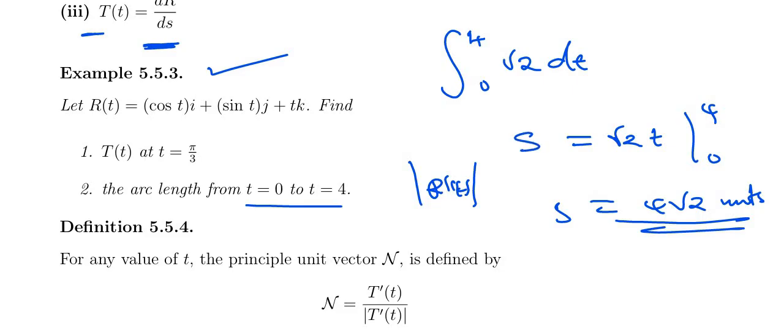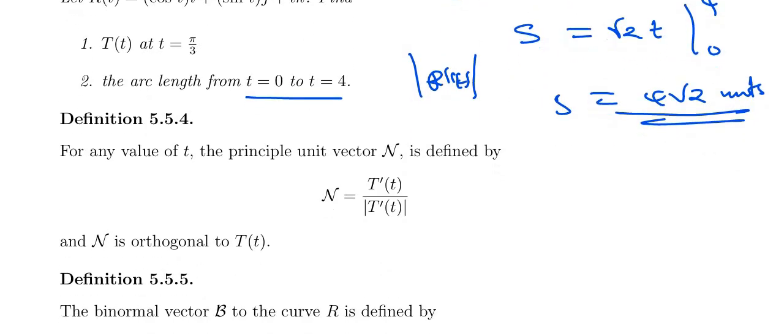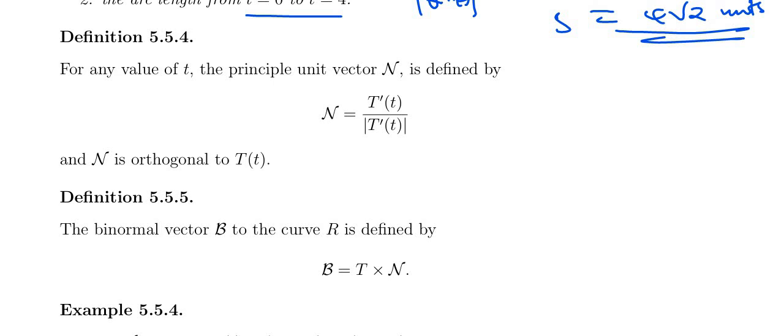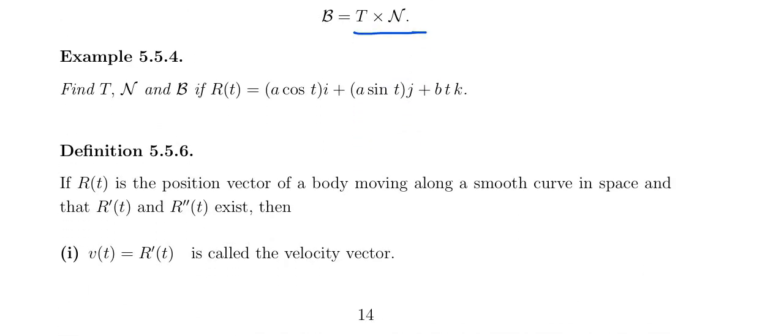Hope this is okay. Then the next thing here is just another vector really. We have what we call the principal unit vector, which is the unit tangent vector divided by its own modulus. Then there's a last one which we call the binormal vector, which is simply the cross product of the unit tangent vector and the principal unit vector. So there's this part here, they're saying find T, N, and B if r of t is equal to this.